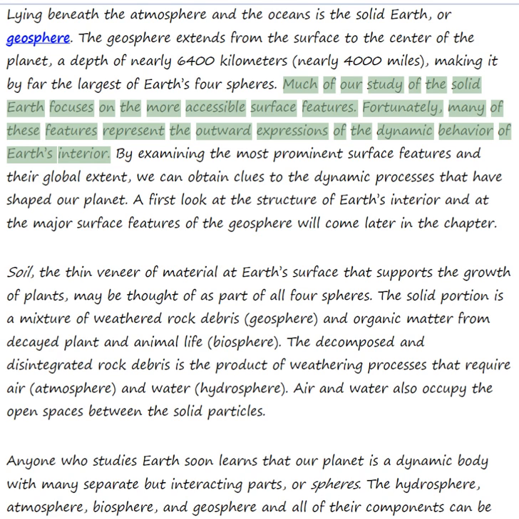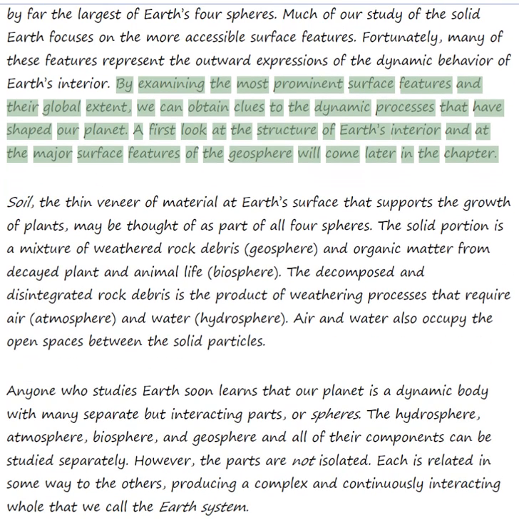Fortunately, many of these features represent the outward expressions of the dynamic behavior of Earth's interior. By examining the most prominent surface features and their global extent, we can obtain clues to the dynamic processes that have shaped our planet. A first look at the structure of Earth's interior and at the major surface features of the geosphere will come later in the chapter.